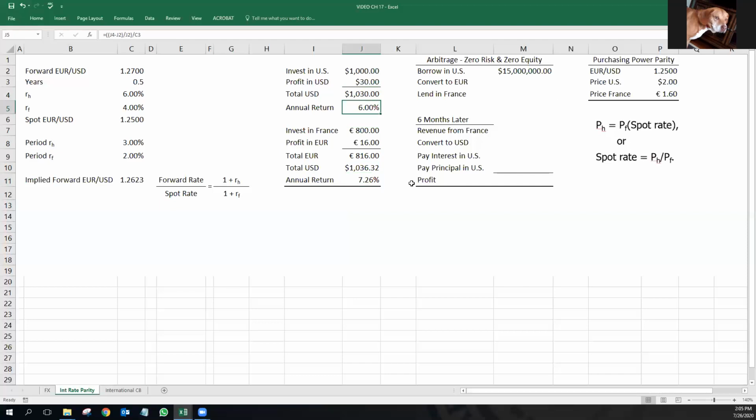If you stayed in the States, 6%. But if you take advantage of the 4% in France plus the exchange rate that you can lock in, you actually make a little more money. So the 6 and 4% is deceiving because of this difference here. So you actually make a little more money.